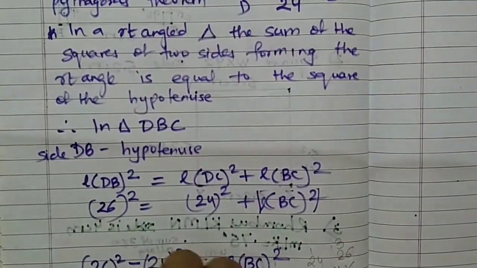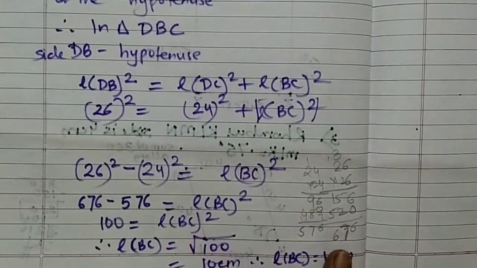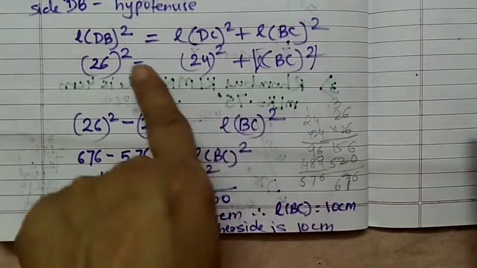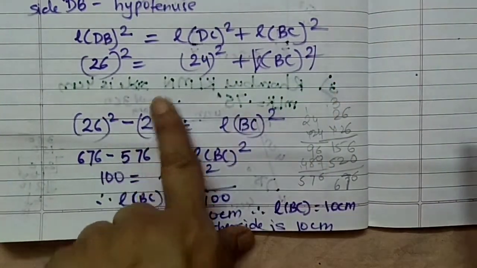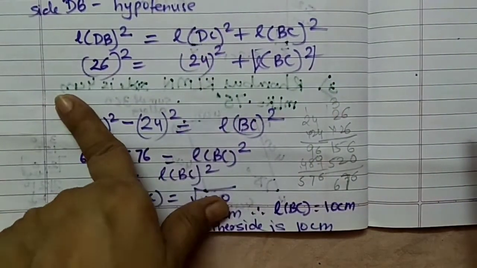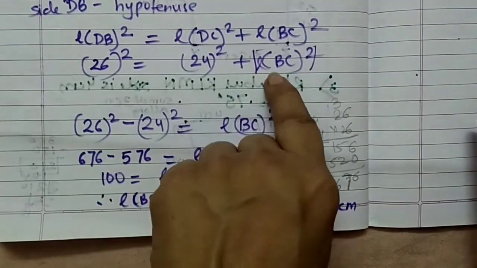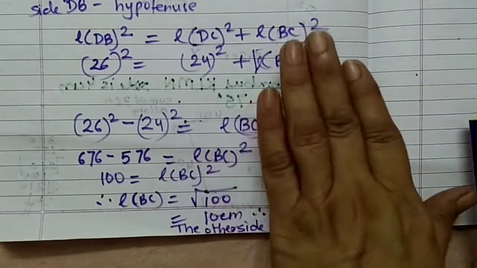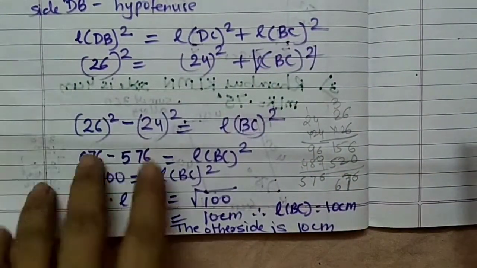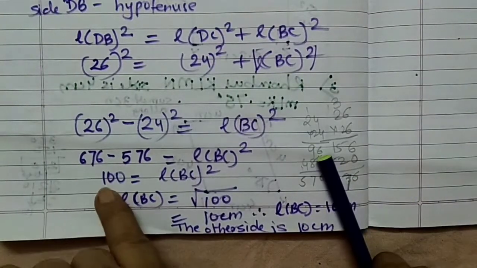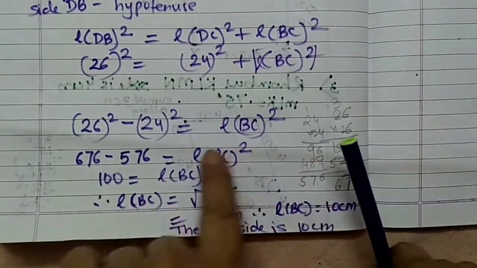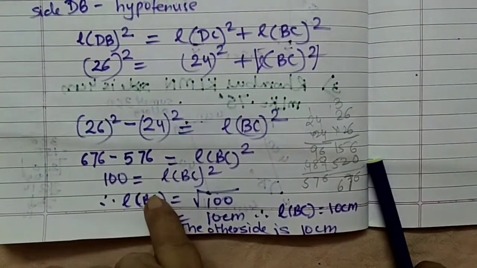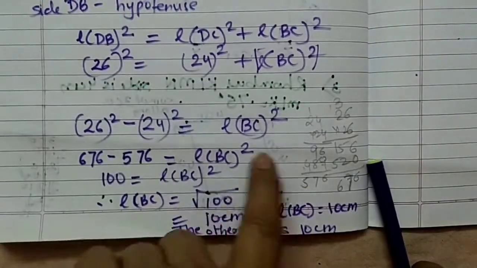So in this way we have solved this sum. I hope you have followed. 26 square is equal to 24 square plus BC square. We took 24 square to the other side. Why? Because we want to find out BC. We took the 24 to the other side and we got BC square as 100. We found out the square of 26 and 24. Then we got BC as square root of 100, that is 10.